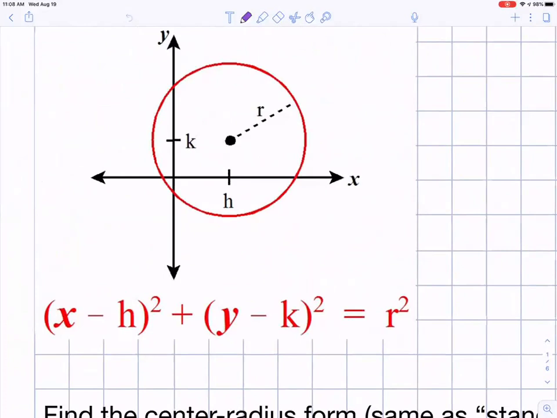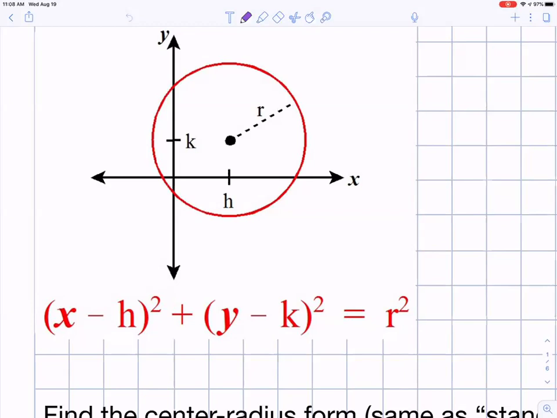Now, one of the embedded questions that I asked here was, this kind of looks like an equation that you would have seen in your mathematical career before. What does it kind of look like? Go ahead, is it Savannah? Yeah, the Pythagorean theorem. Absolutely, the Pythagorean theorem.